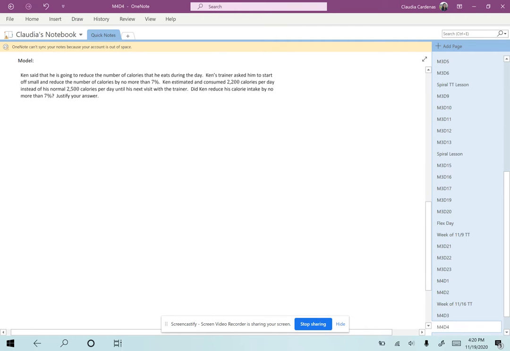So Ken said that he is going to reduce the number of calories that he eats during the day. Ken's trainer asked him to start off small and reduce the number of calories by no more than 7%. Ken estimated and consumed 2,200 calories per day instead of his normal 2,500 calories per day until his next visit with the trainer. Did Ken reduce his calorie intake by no more than 7%?